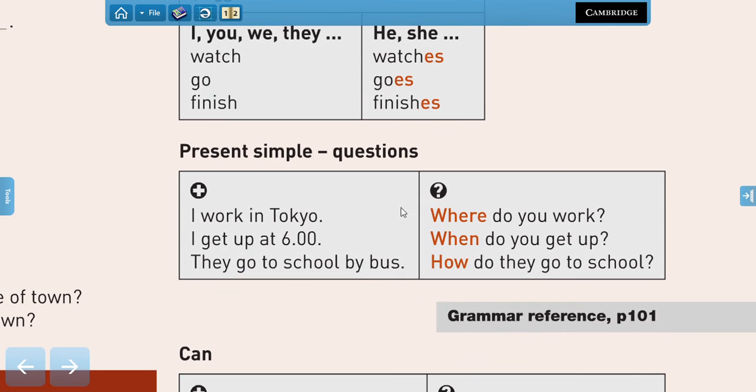Then we have present simple questions. I work in Tokyo. Where do you work? I get up at 6. When do you get up? They go to school by bus. How do they go to school?